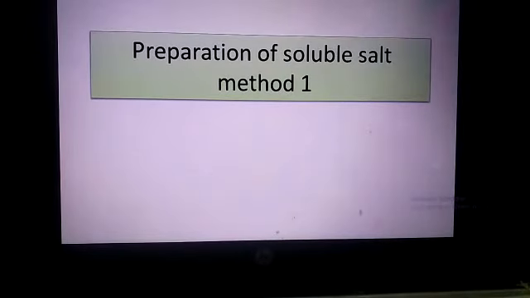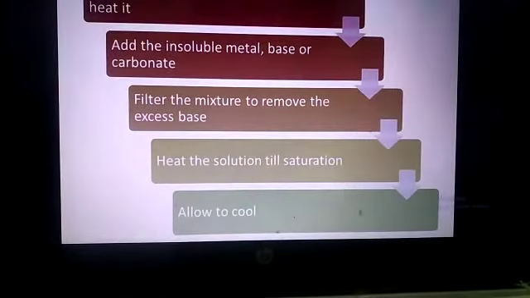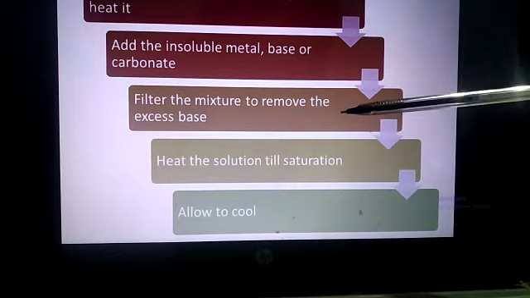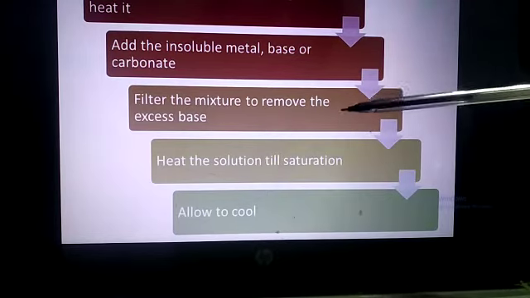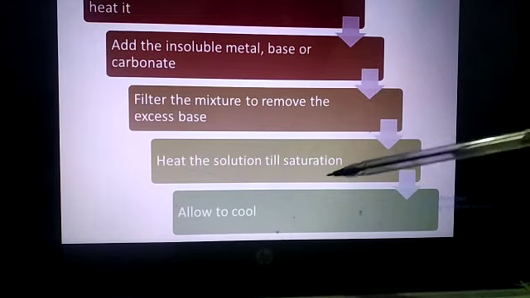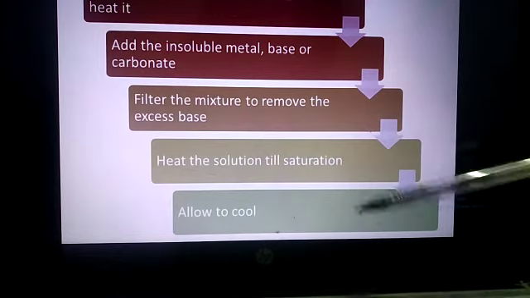Let's start with the preparation of a soluble salt by method 1. Method 1: add the dilute acid in a beaker and heat it. Then add the insoluble metal, insoluble base or carbonate, and filter the mixture to remove the excess base. We heat the filtrate till the saturation point, then allow it to cool, and then by folding the filter paper we get the crystals.